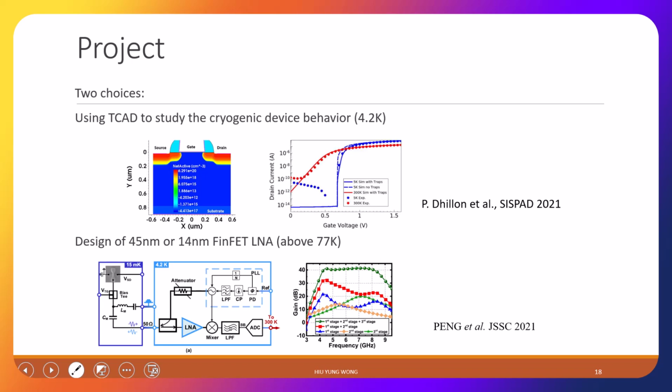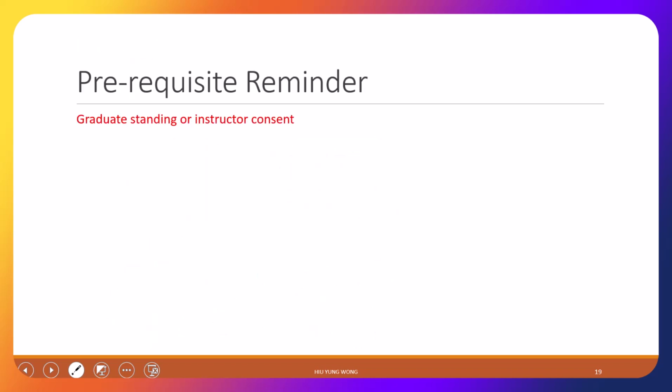For those who are doing circuit design, you really should do post layout simulation. I think this is the only class that asks for post layout simulation. Okay. So the prerequisite is graduate student standing or instructor consent.